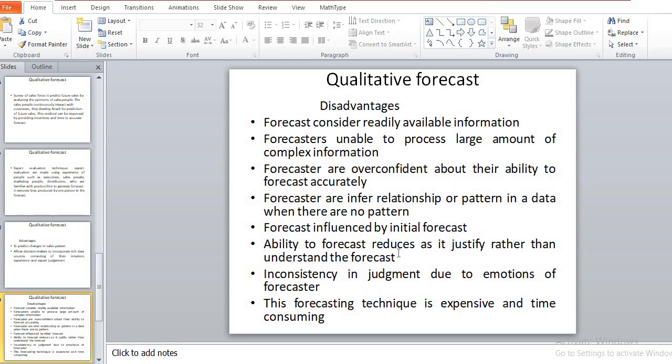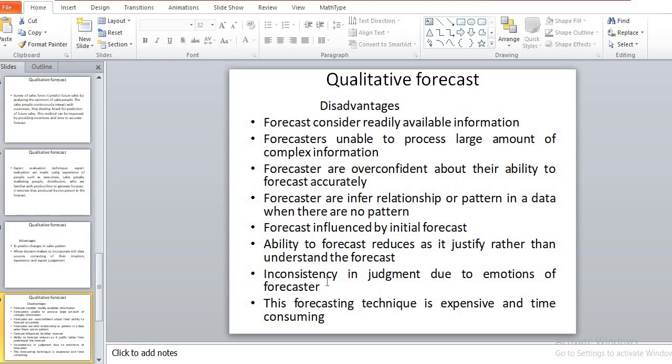So in this forecast we provide different questionnaires. We take opinions of the experts, and put this opinion in front of other experts. They discuss that opinion and justify the opinions of the first expert team. In this method we justify those opinions rather than understanding the forecast, and accordingly we forecast a particular product. So it justifies rather than understanding the forecast. So this is another disadvantage.